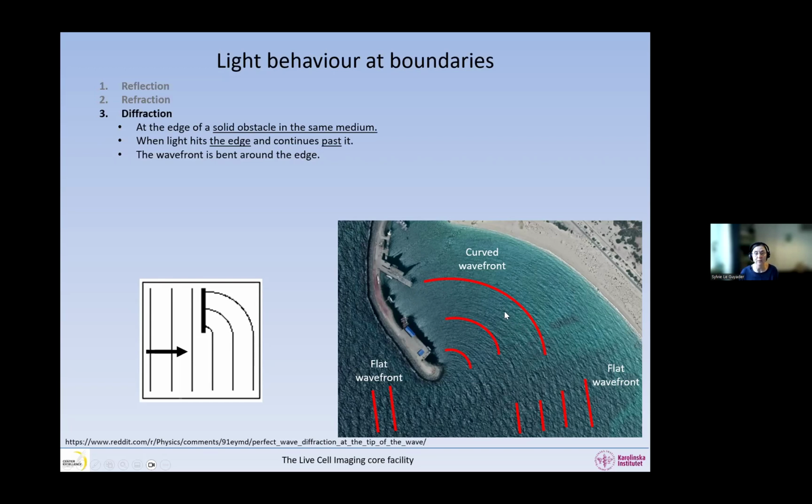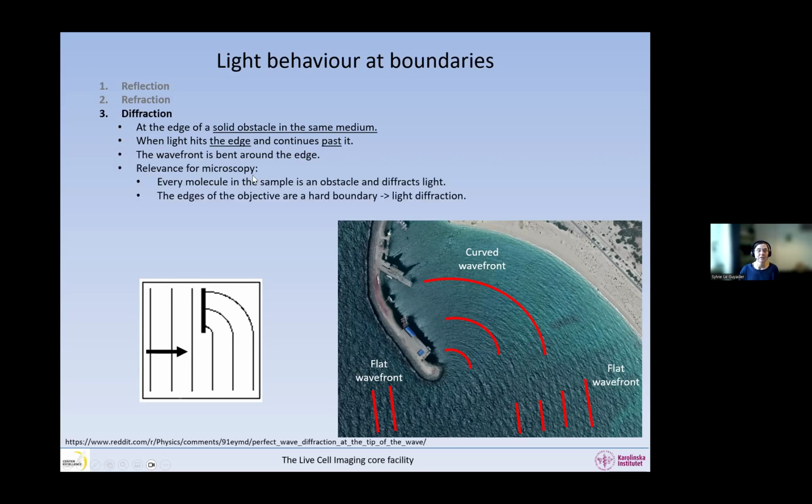Exactly the same thing happens with the light when it hits a hard boundary that it cannot go through, but that has an opening. So it can continue straight or it can bend around, but it does this in 3 dimensions. Of course, on the sea, it's just 2 dimensions, but for us, we have it in 3 dimensions.